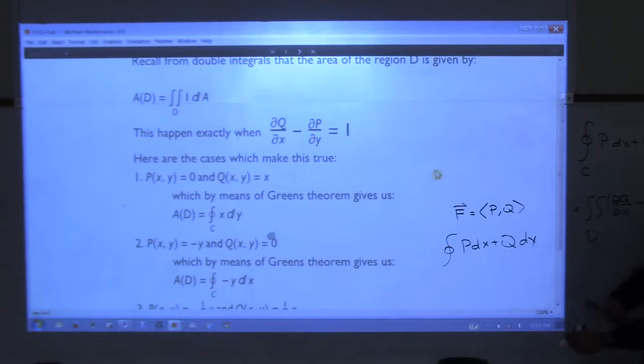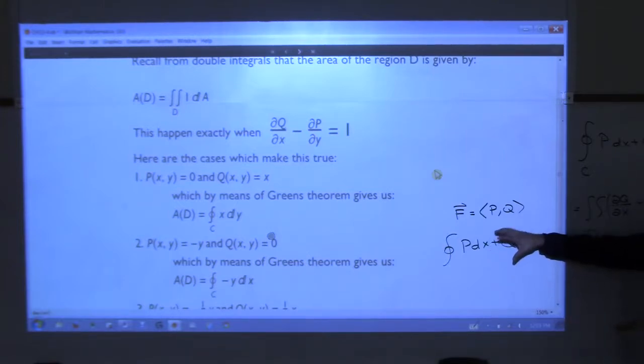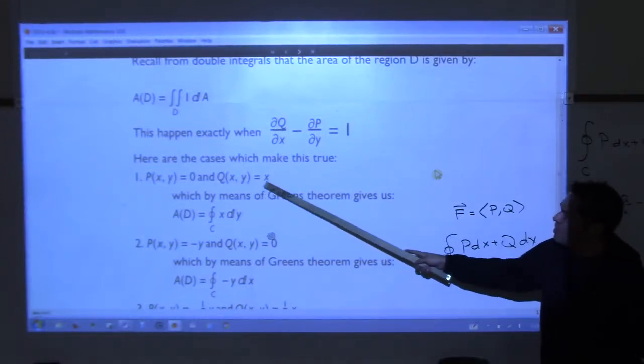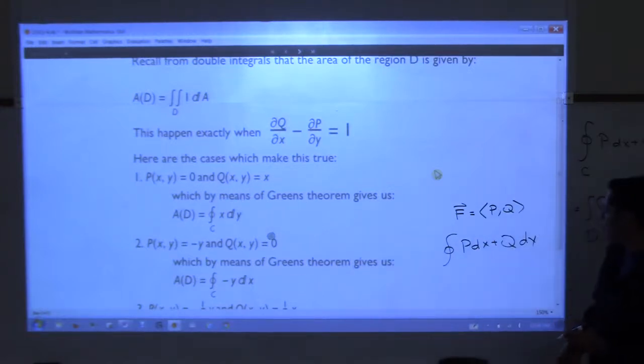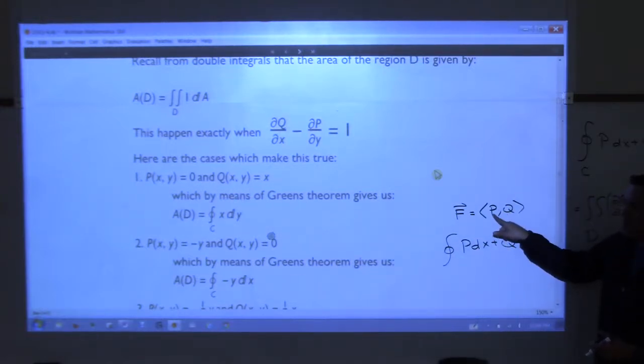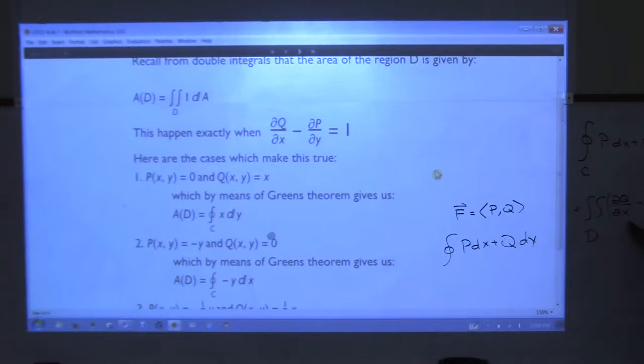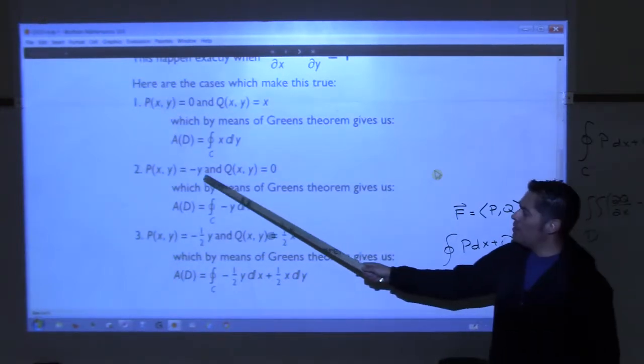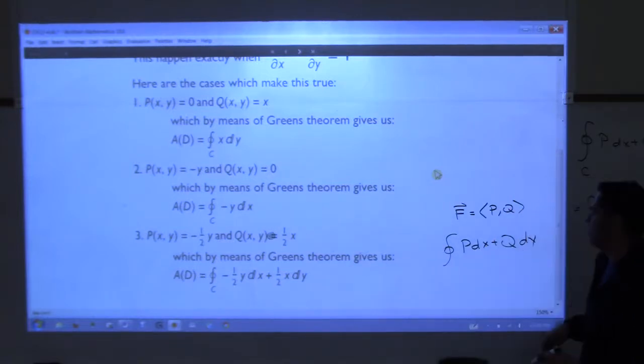So how could this situation be converted, when it's converted to Green's theorem, how could we make it that this is a 1? We could make it so that if Q was X and P was 0, then when you did this partial, wouldn't you get a 1? Yes. Okay? You could also have that P is negative Y and Q is 0.